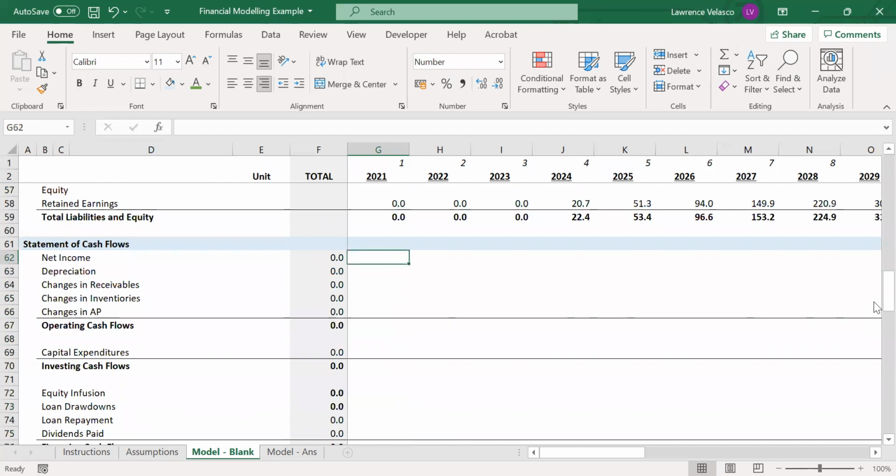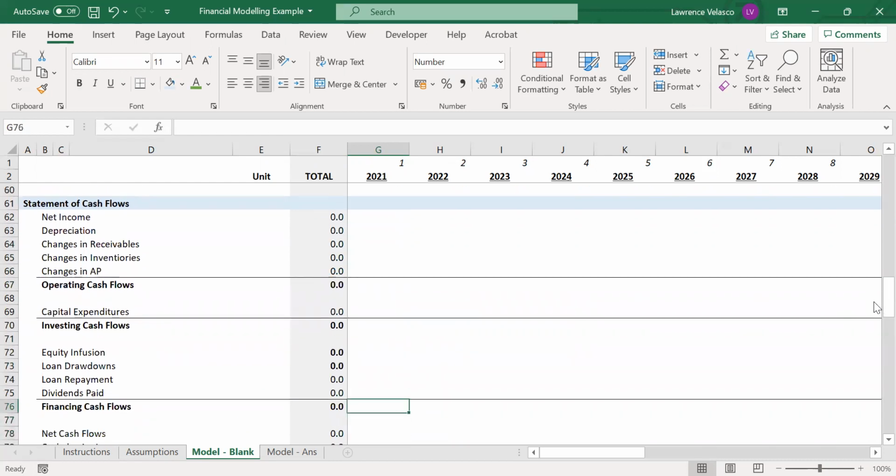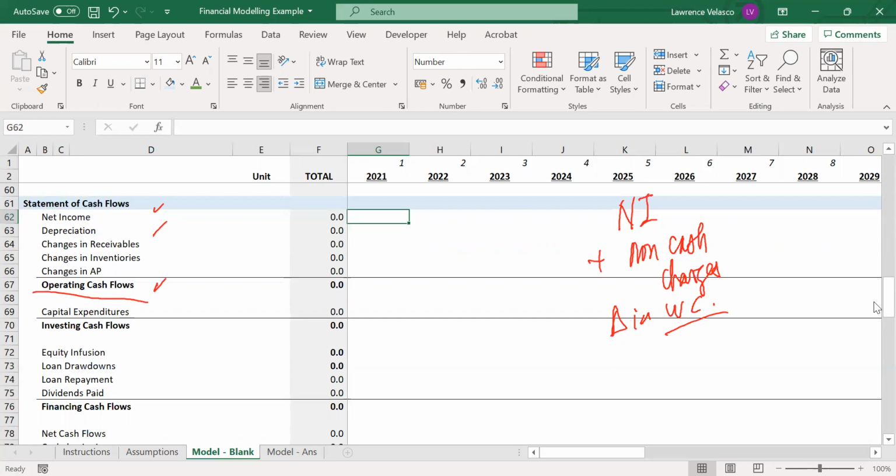Net income. So if you remember, this is the indirect method of computing the statement of cash flows. In the indirect method, how do we do it? We start with net income and then we add back non-cash charges. Okay? In this case, non-cash expenses is only depreciation. And then we adjust for changes in working capital. Okay? From there, we compute the operating cash flows. Okay? So let's try to do this or compute for it.